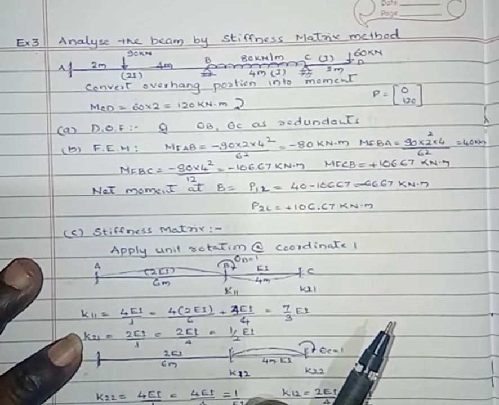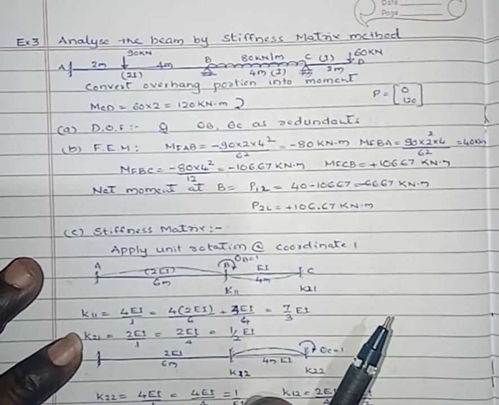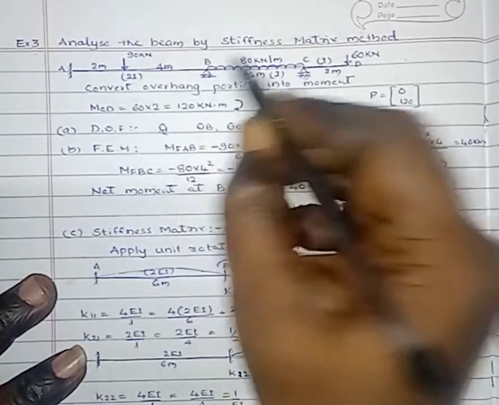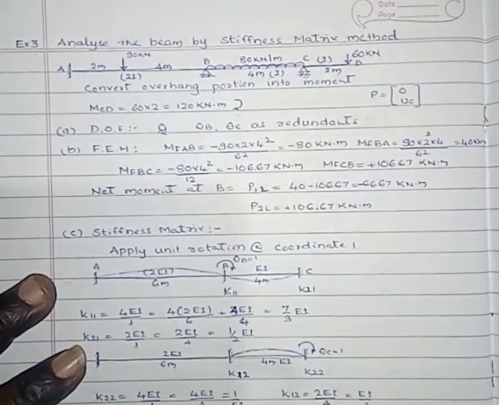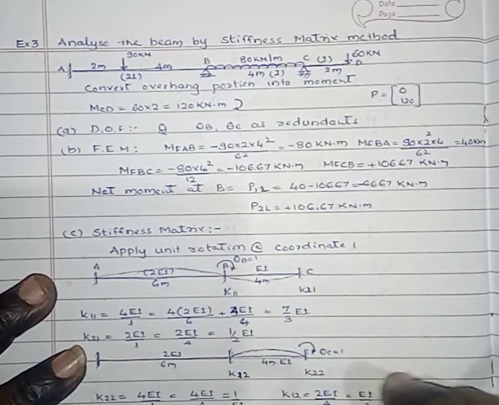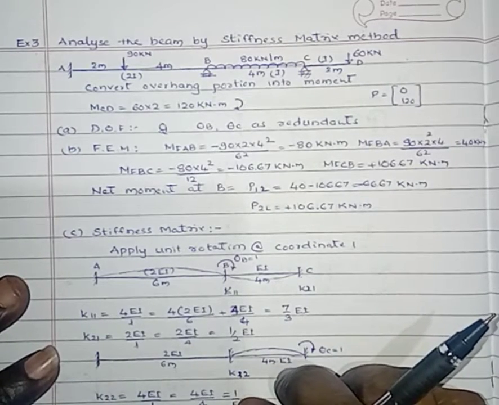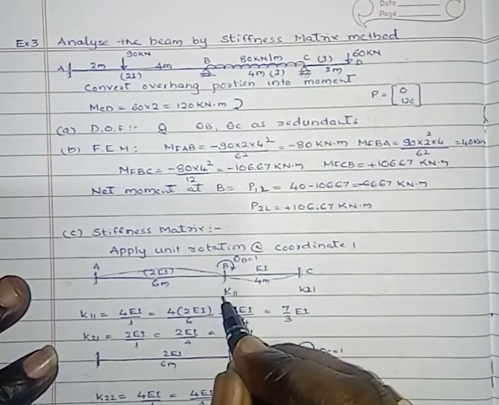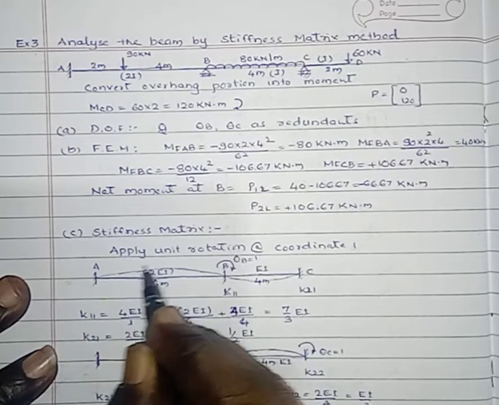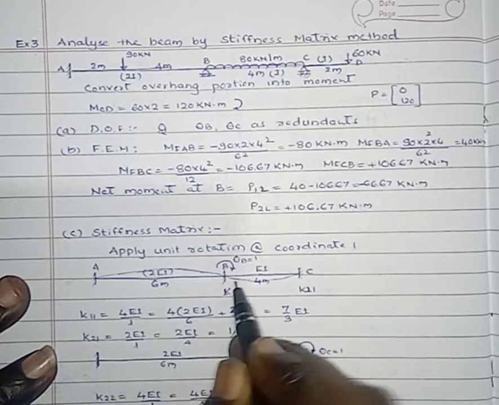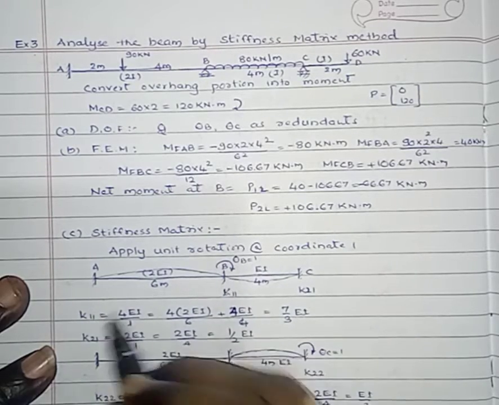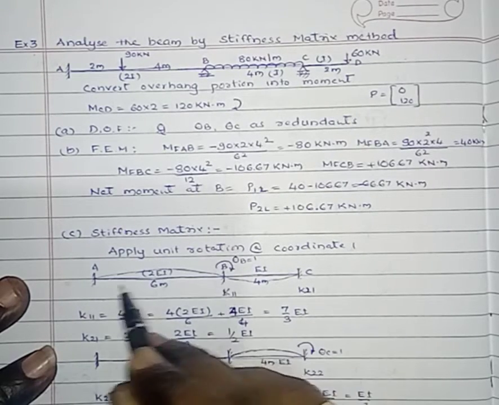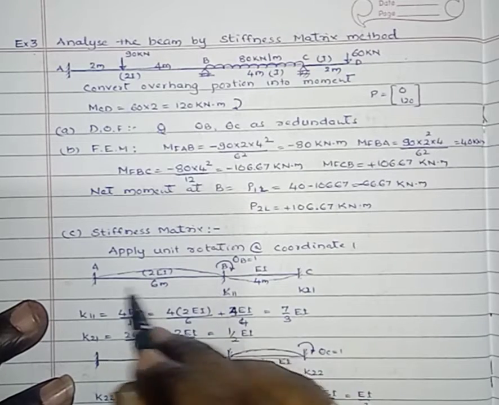Now we can write the stiffness matrix. We can write the stiffness matrix by applying a unit rotation at coordinate 1 and at coordinate 2 separately. First we apply the unit rotation, theta B equals 1. Due to the application of the unit rotation at B, at coordinate 1, by converting the ends as fixed ends, the beam will undergo deformation. Two spans are connected at coordinate 1, BA and BC.